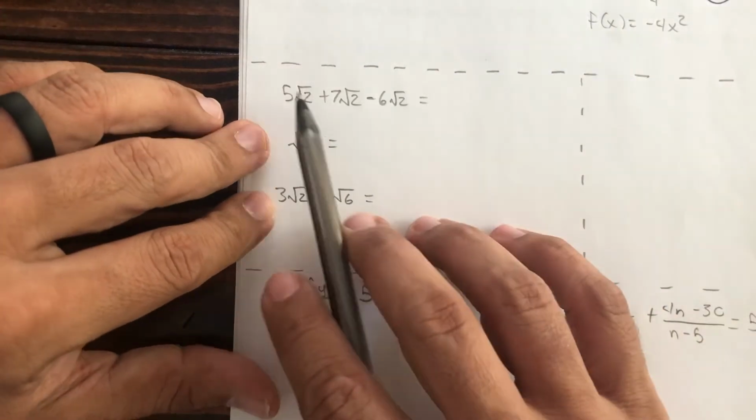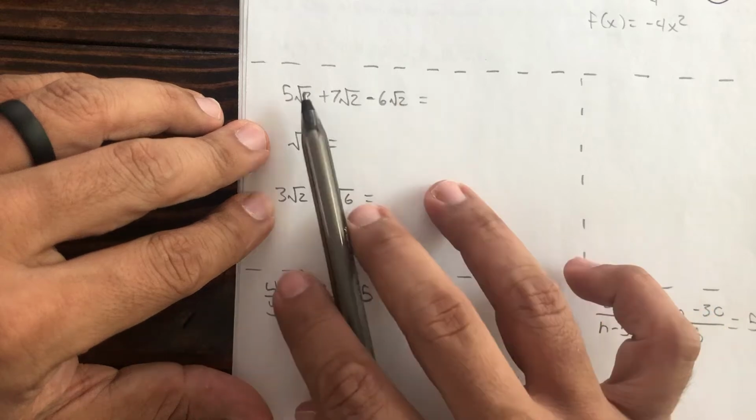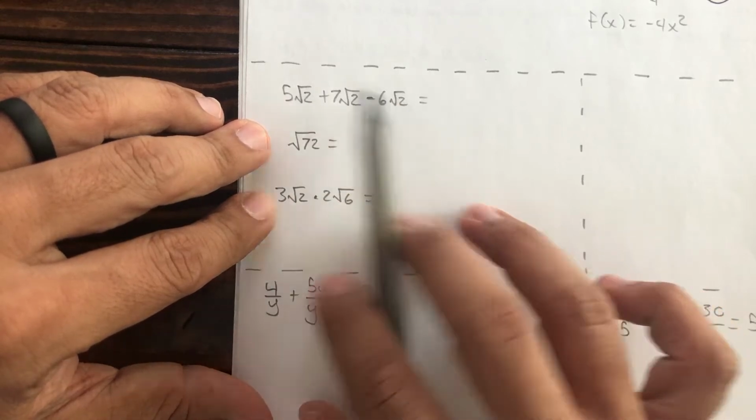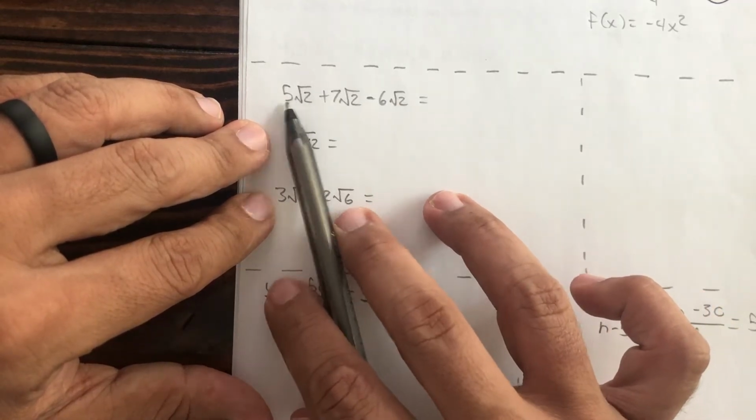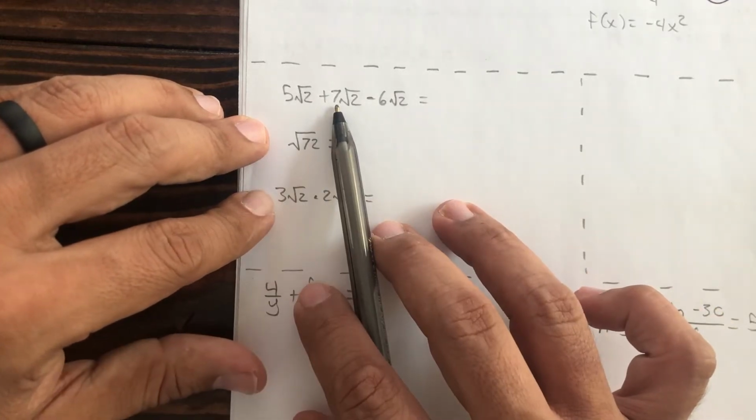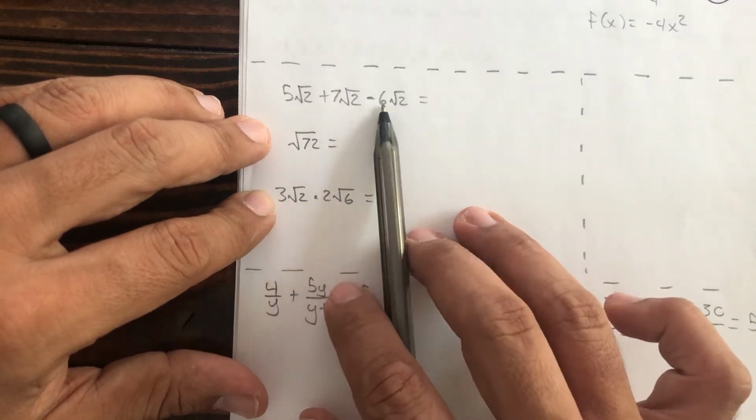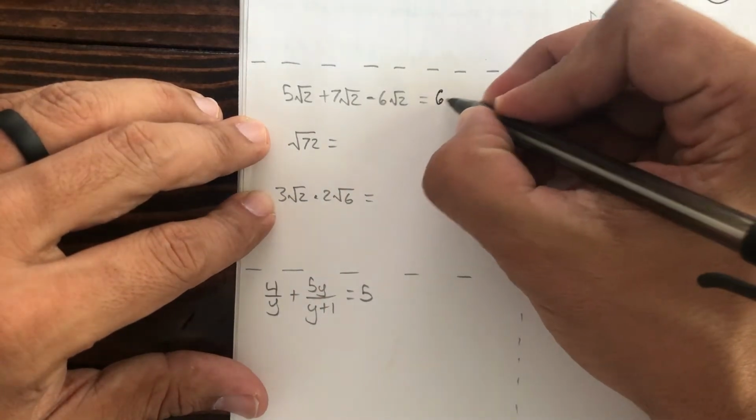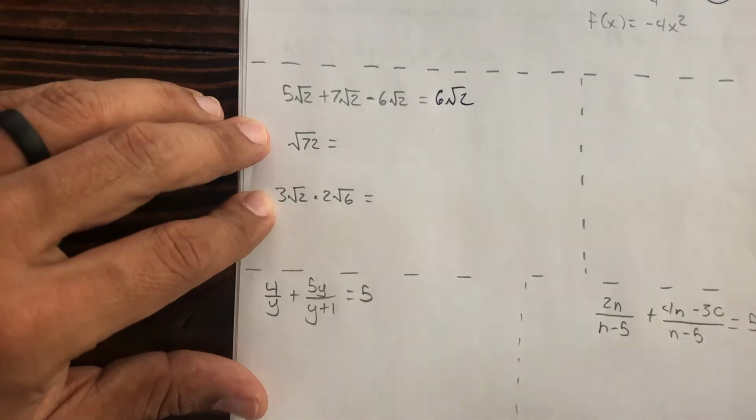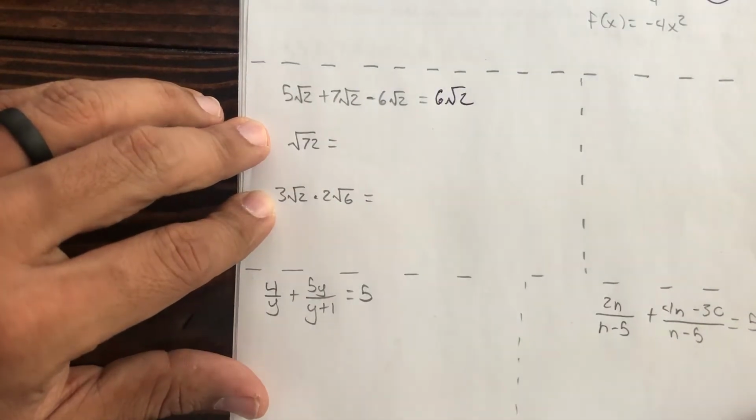Okay, so when you're adding and subtracting things like this, if they have the same thing in the radical, you can just add up the numbers as if these were 5x plus 7x minus 6x. So 5x plus 7x would be 12, and 12 minus 6 is 6. So the answer for this is 6 square root of 2. So you can just combine them. When they have the same exact number in the radical, you can just combine like terms.